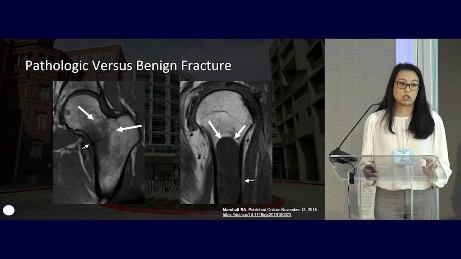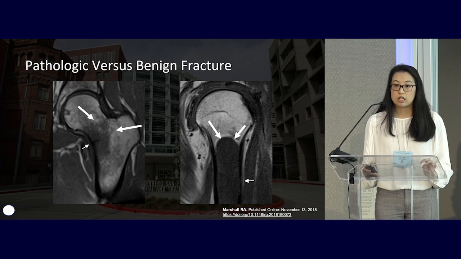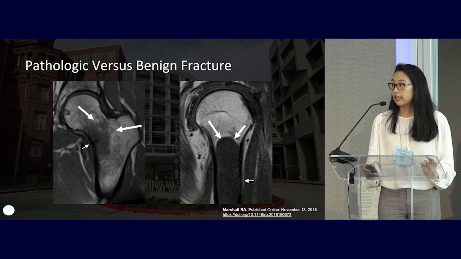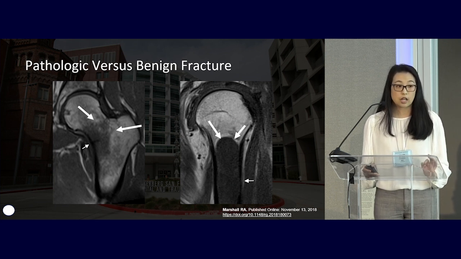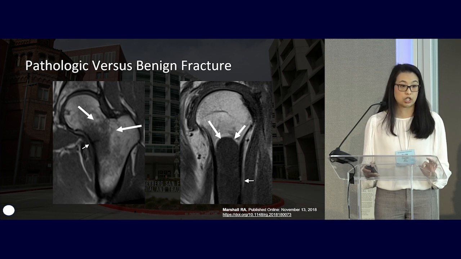Speaking of evaluation of marrow on MRI, differentiating between pathologic fractures and benign fractures can sometimes be difficult, particularly in the setting of an acute injury, as you will have a lot of adjacent inflammatory and edematous changes. There are some imaging features that can help to differentiate between pathologic and benign fractures.